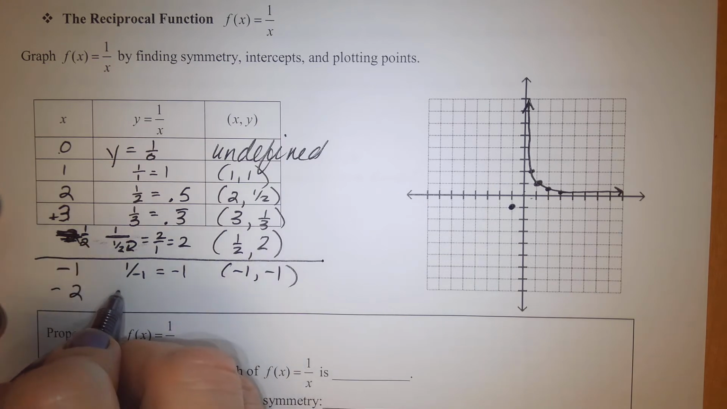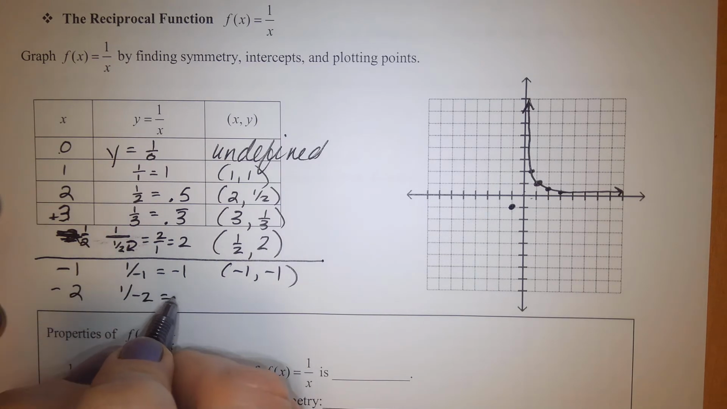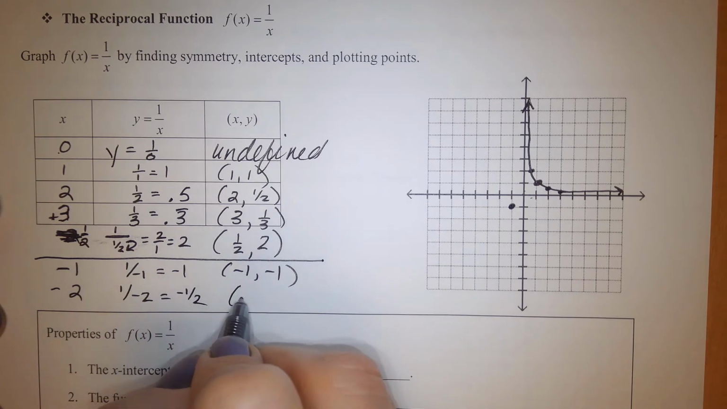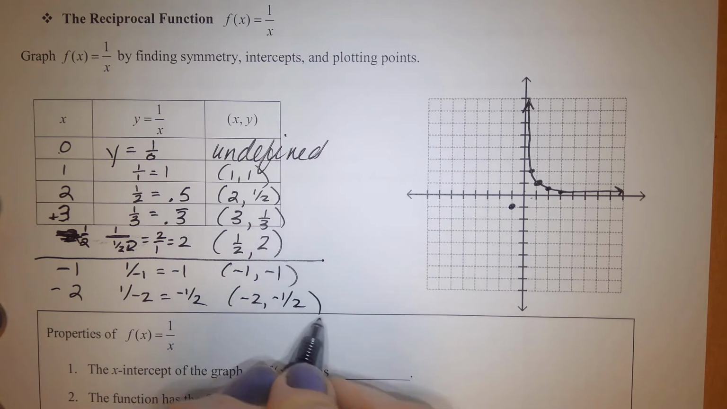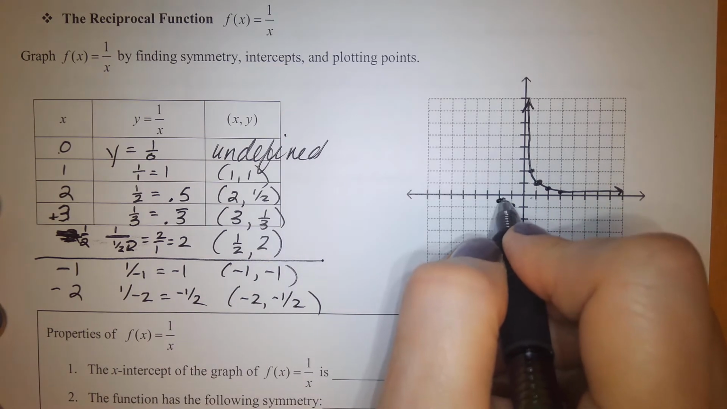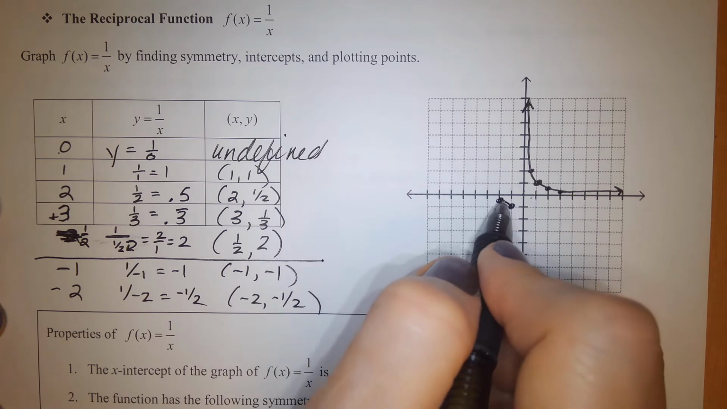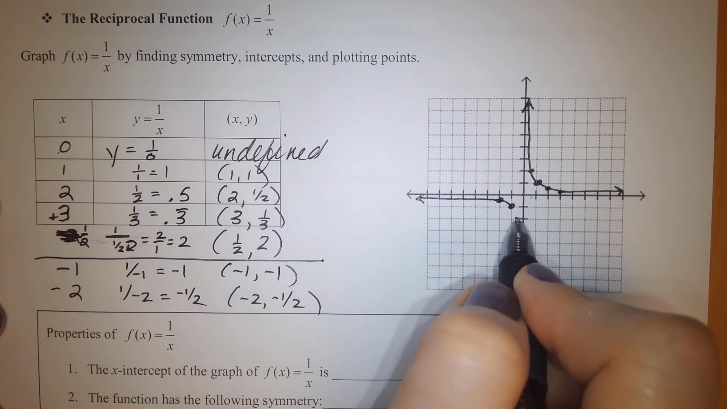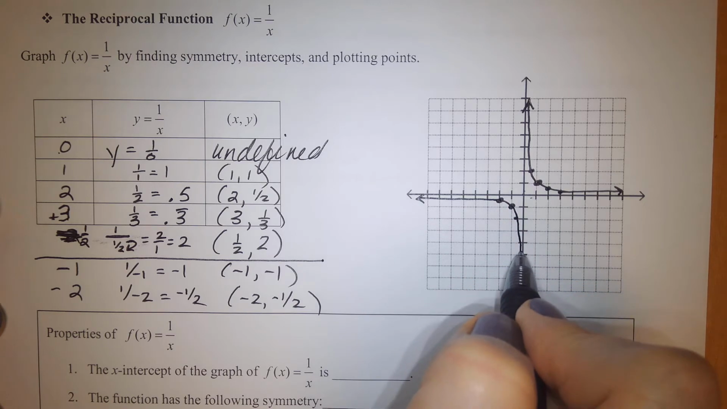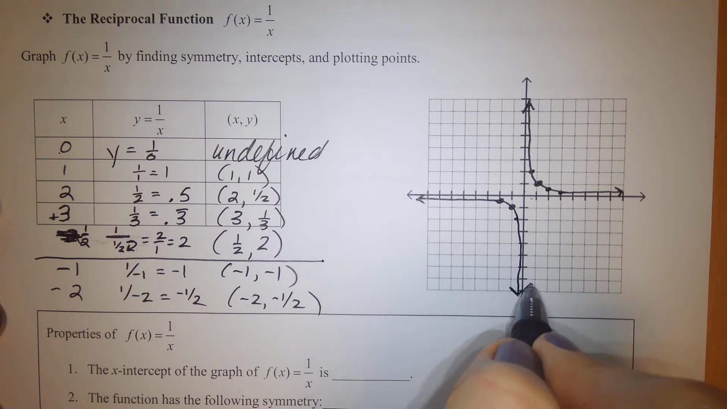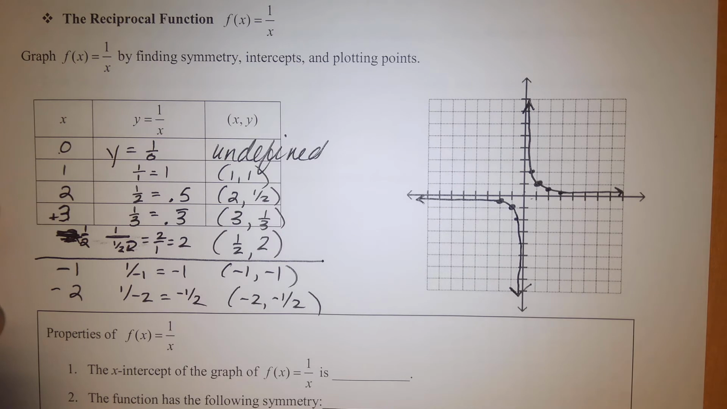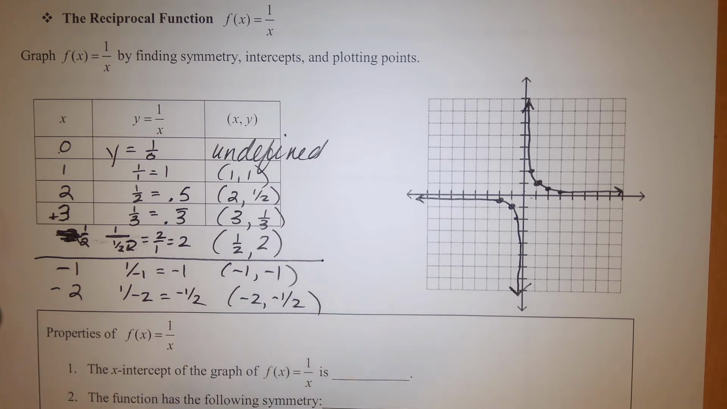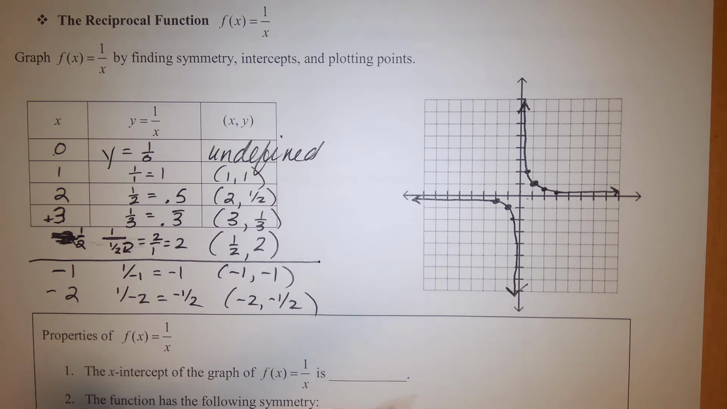If I plug in -2, 1 over -2 is -1/2. So -2, -1/2. Oh, I see. So it's going to do the same thing on this side as it did on the right side. So this is an example of the reciprocal function.